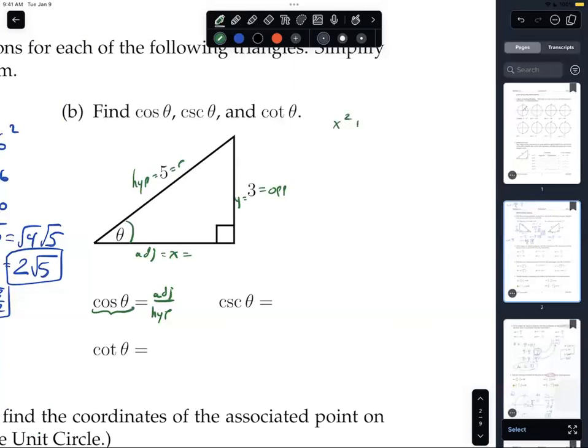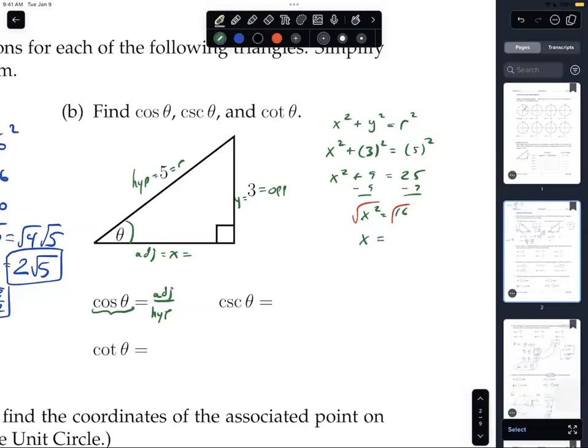So using the Pythagorean theorem, we can solve for x. x squared is unknown, y is 3, so we'll square that, and r is 5. So x squared plus 9 equals 25. If we subtract 9 on both sides, x squared equals 16. And if we take the square root, we get 4.